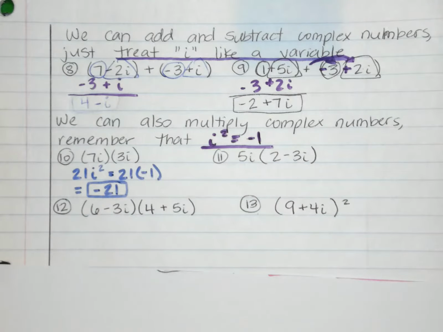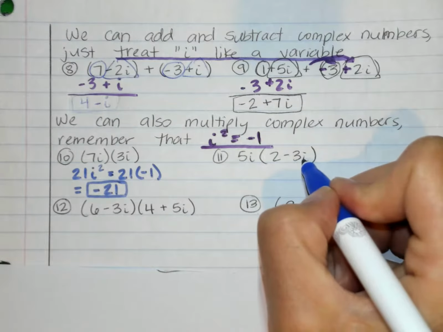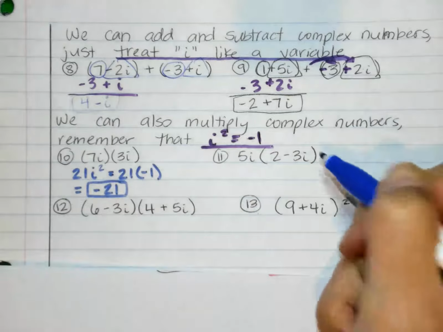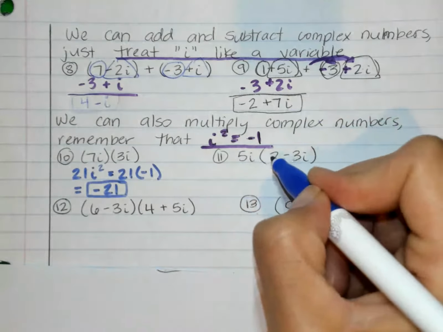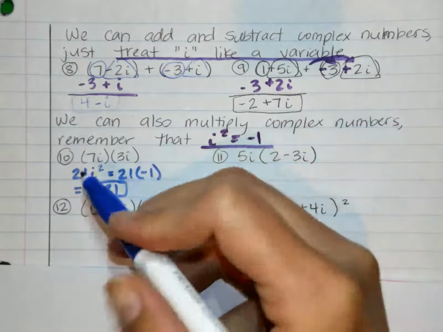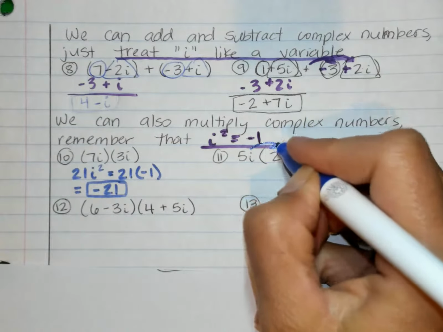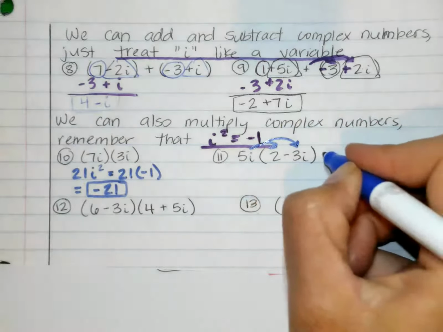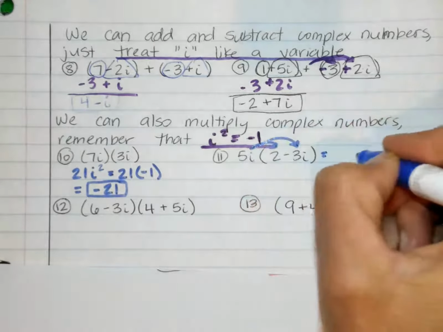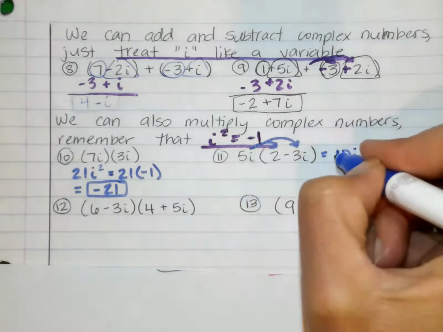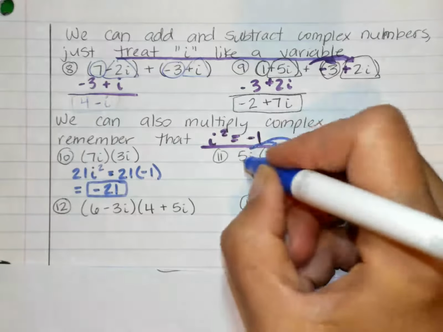Okay. On the next one, it's 5i, parentheses 2 minus 3i. So imaginary number times a complex number. You do distribute. Again, just think of the i as a variable like an x, except if you get i squared, it is equal to negative 1. So I would distribute and multiply. And we get 5i times 2 is just 10i. 5 times 2 is 10, and the i stays the same.